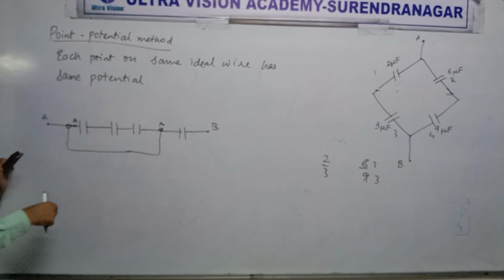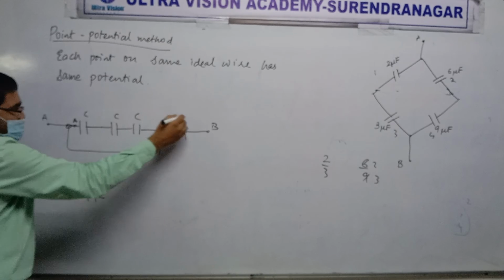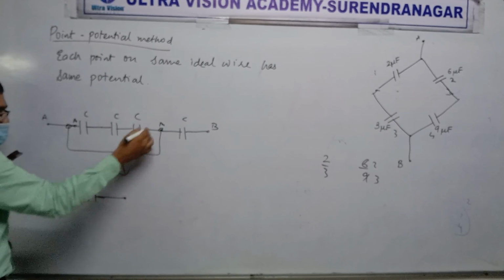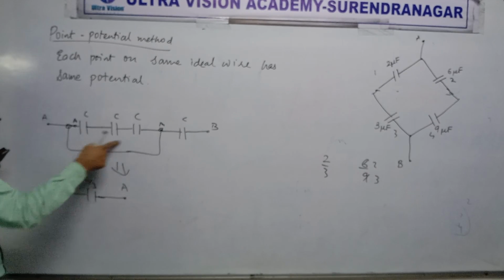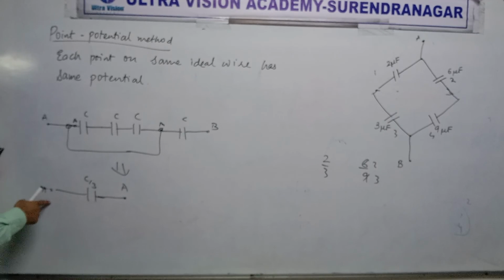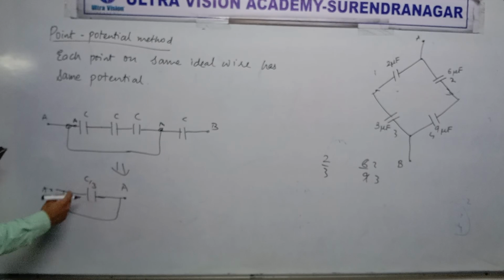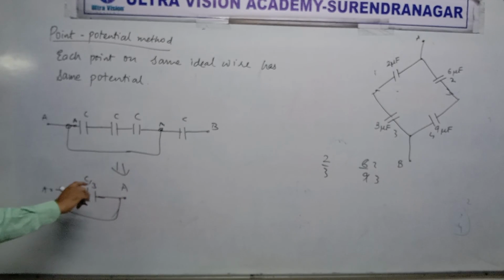Suppose all of them are C. Then this series combination becomes C by 3. Here is also point A. So this capacitor C by 3 is actually between A and A. What is the potential difference for this capacitor? 0. Why? Because the same wire goes here and here also, so all of that has the same potential.